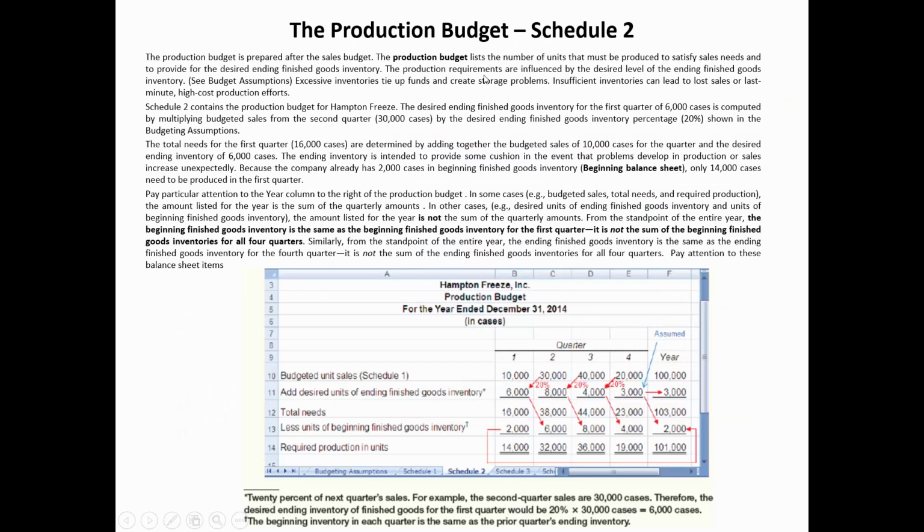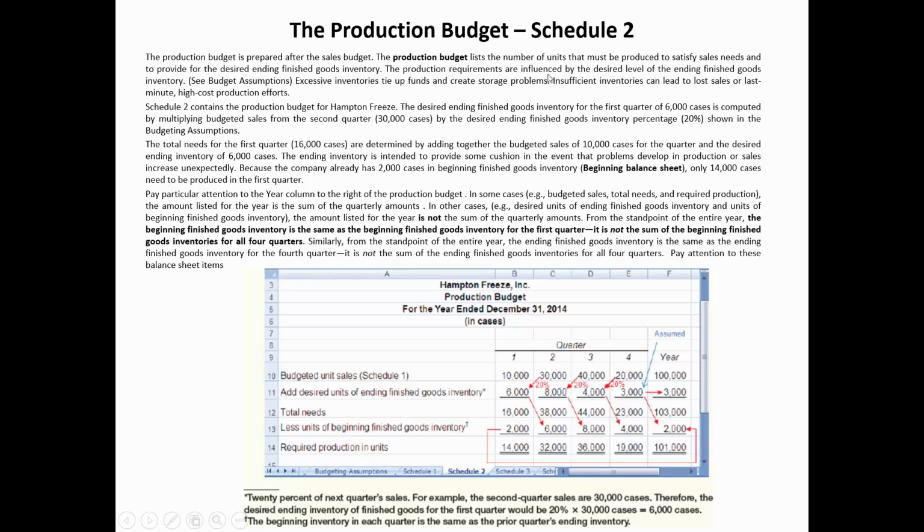Next, we have to prepare the production budget based upon what we're expecting to sell. That's prepared after the sales budget. It lists the number of units that must be produced to satisfy the sales needs and to provide for the desired ending finished goods inventory. Again, we'll get that from the budget assumptions. This is how it all ties together.